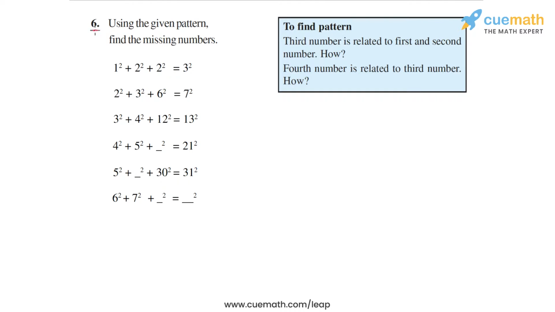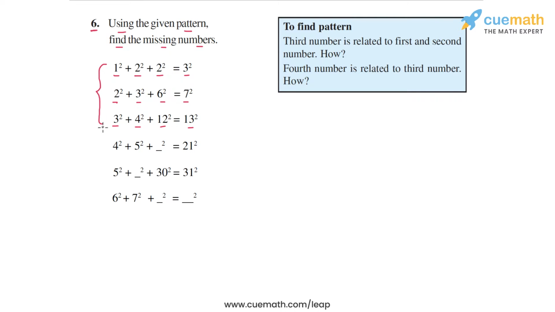In question 6, the problem statement says, using the given pattern, find the missing numbers. What is the given pattern? Well, if you look at these 6 statements that are given to us, the first 3 statements are completely specified. So we have 1 square plus 2 square plus 2 square equal to 3 square. We have 2 square plus 3 square plus 6 square equal to 7 square. And then 3 square plus 4 square plus 12 square equal to 13 square.